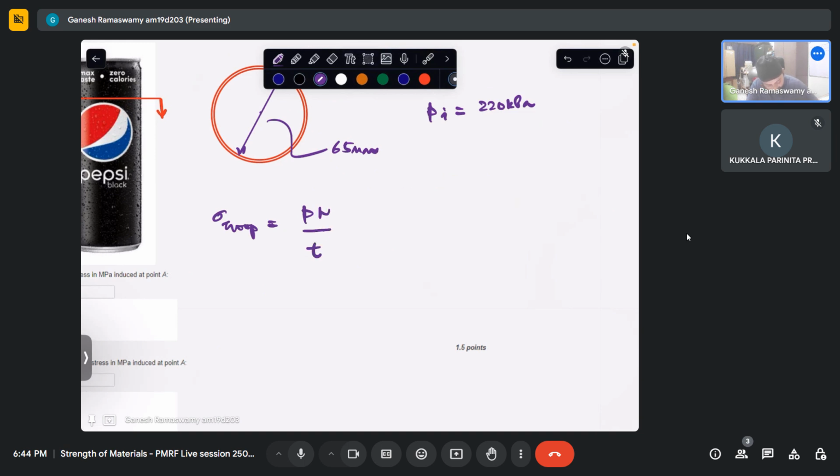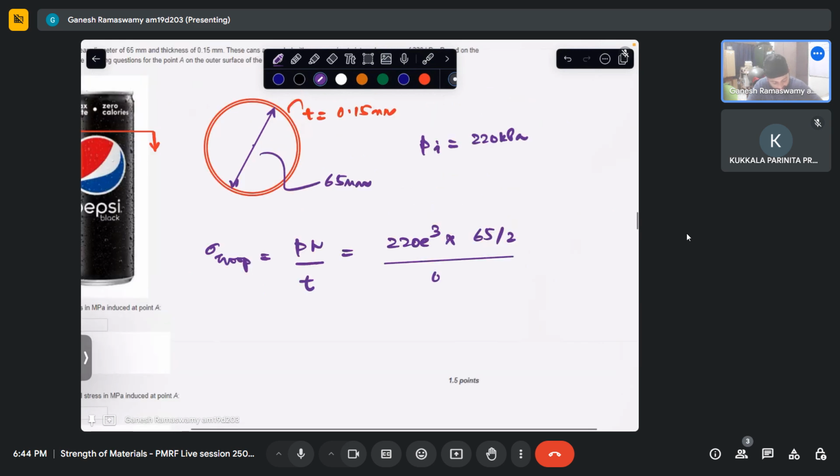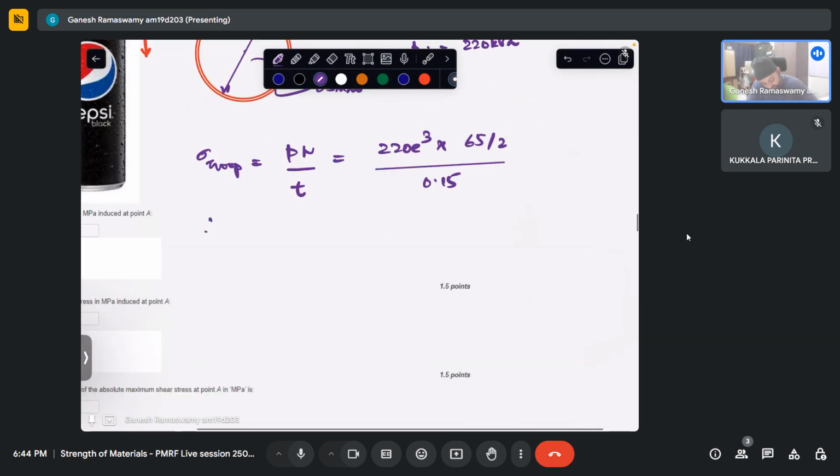which is 220 E3 into R. R is the mean radius, which is 65 by 2, divided by thickness, which is 0.15 mm. So therefore, sigma Hoop will be 220 E3 into 65 by 2 divided by 0.15. Just a moment. Yeah. So this is given to be kPa.